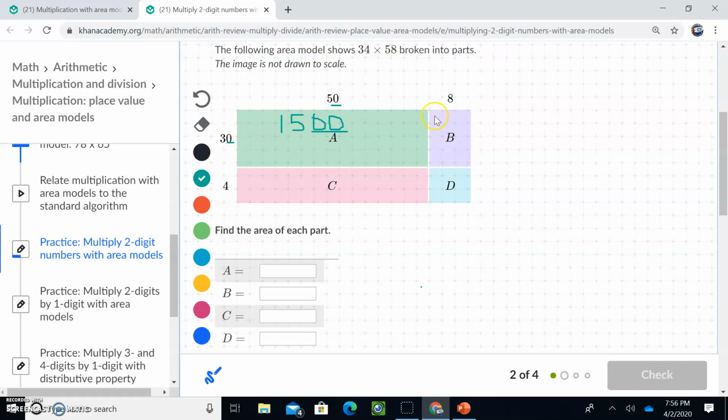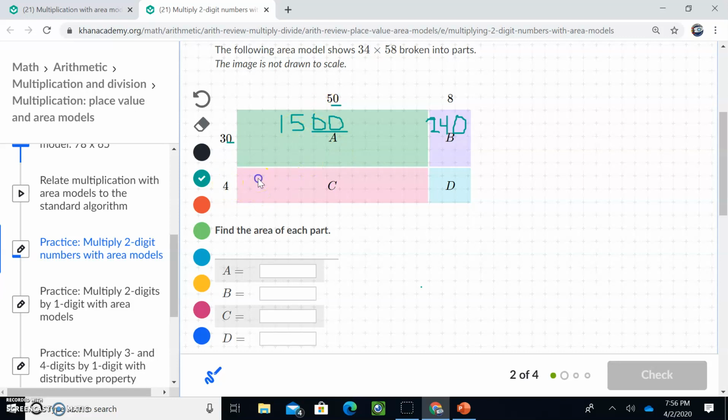Next, 3 times 8 is 24. Sorry, my scratch pad is a little touchy. That is a 24. 3 times 8 is 24. I'll try to fix that too. And we're not figuring out 3 times 8, we're figuring out 30 times 8. So we're going to place an additional 0 here. And 30 times 8 is 240.